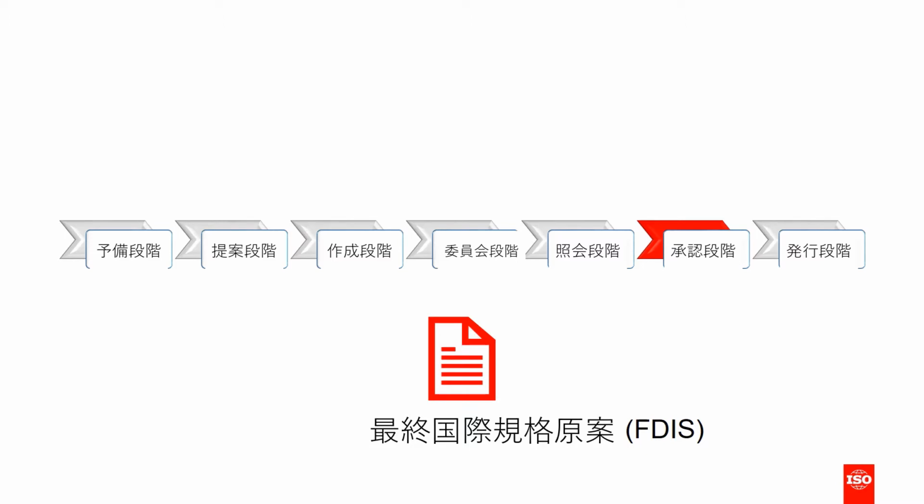And remember that no technical changes can be made at this point. Only editorial errors can be corrected before publication. Technical comments made at this stage can be considered at the next revision of the standard.